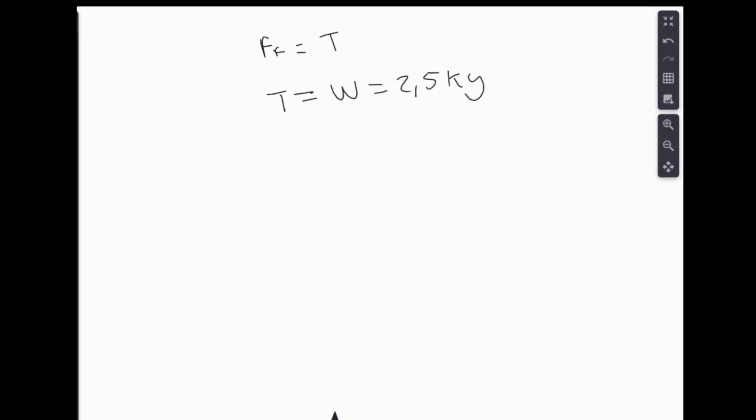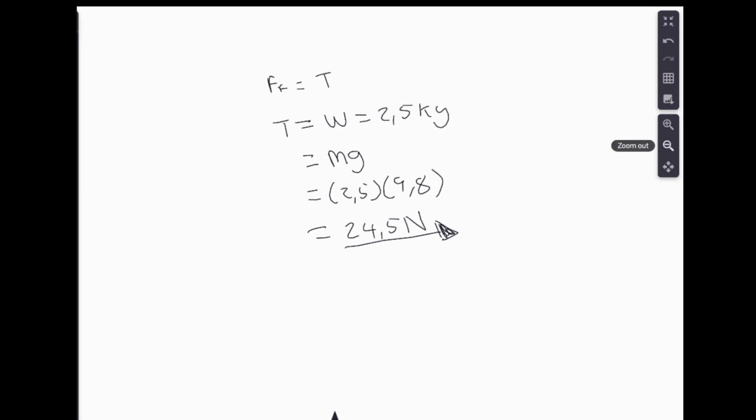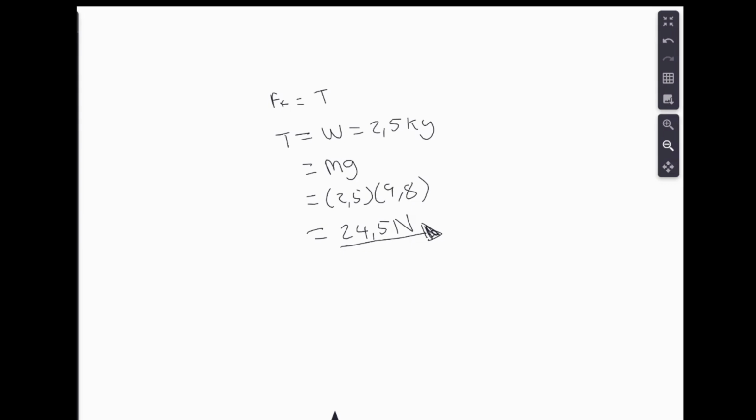kg that is hanging. Now, what is weight? Weight is mass times the gravitational force. So it's going to be 2.5 multiplied by 9.8, which will give us 24.5 newtons. Okay, I'm happy with that.